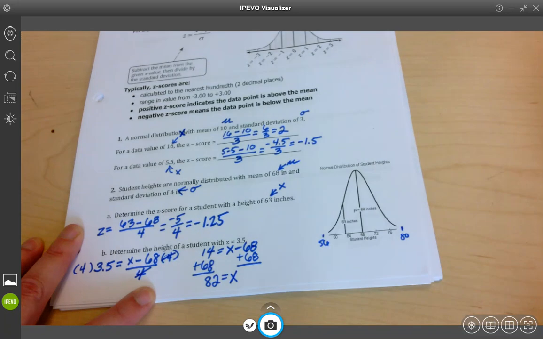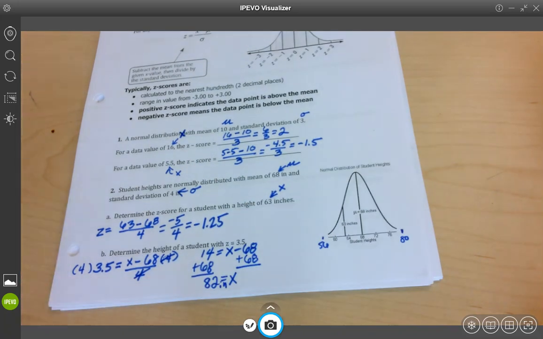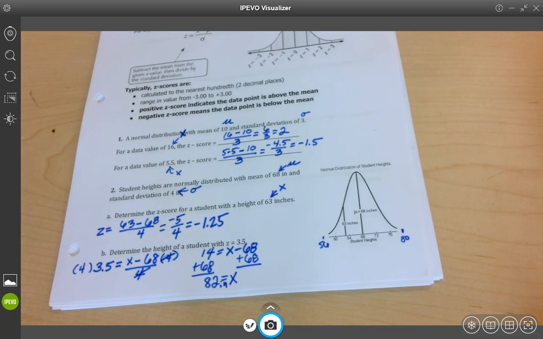All right, and I think there's probably a unit on that. Let's see. Inches, right? All right, so x equals 82 inches. Yeah, so you can use a z-score to work backwards and find the student's height as well.